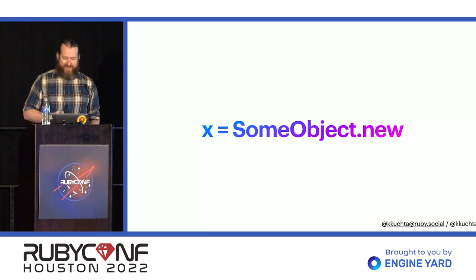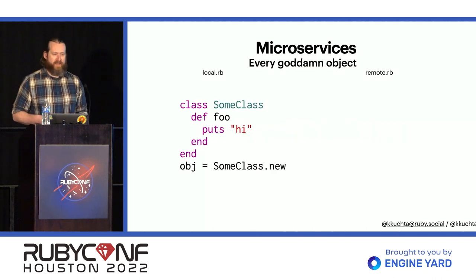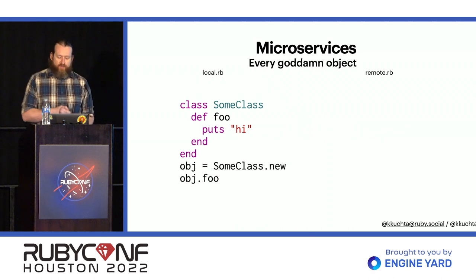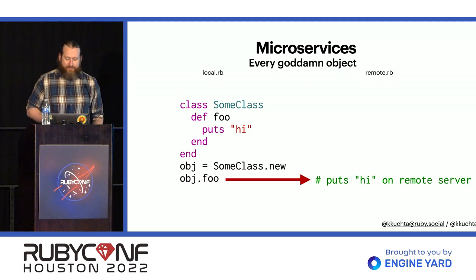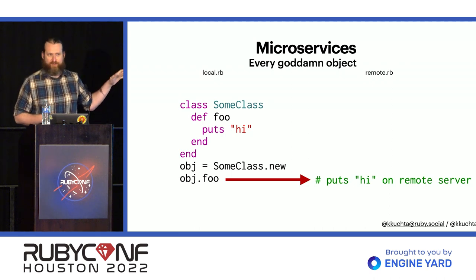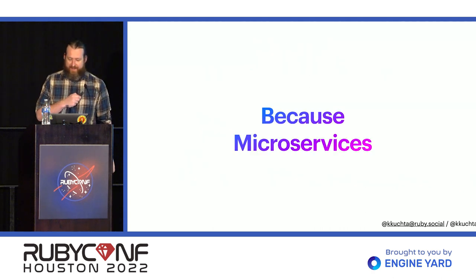But let me be more concrete. Say you've got a class, and we've got an instance of that class, and I call a method on that instance. This method should run on a remote machine. This object should be a proxy object, no matter what it is. Folks, you may not like it, but this is what peak architecture looks like. I don't know how this is better than a regular service, but it must be, because microservices.